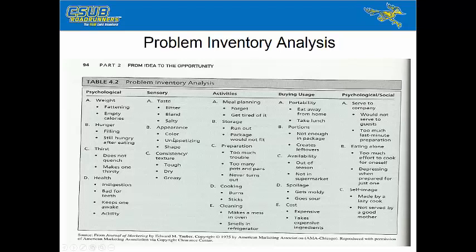Sensory, so you've got taste, appearance, and consistency or texture. Activities, meal planning. So this is a big one for me. I don't like to plan meals. I don't like to cook that much. It's too much work for me. So if the food is ready right away, that's a big plus for me.